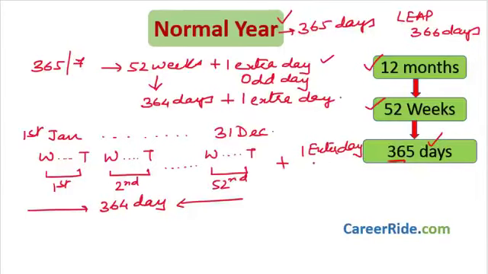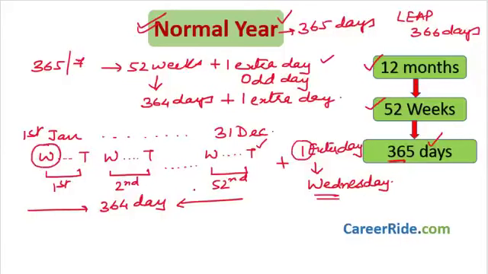Okay. So now what will be this day? The week has gotten over. The 52nd week has gotten over on Tuesday. So this extra day will be Wednesday, right? Now it means that for a normal year, the week begins and ends on the same day. And this is a very direct question that you'll find in a lot of exams, right?